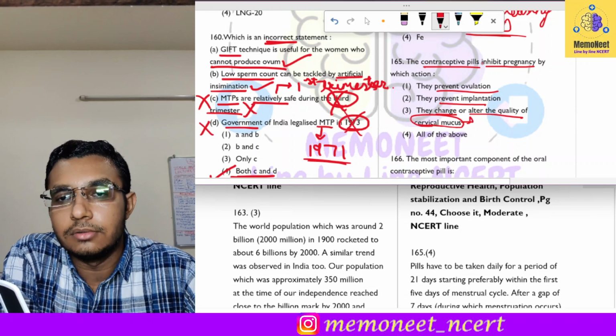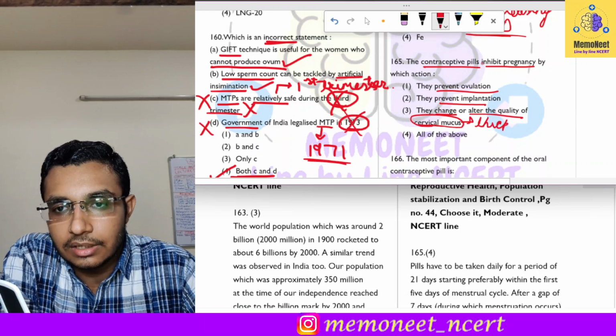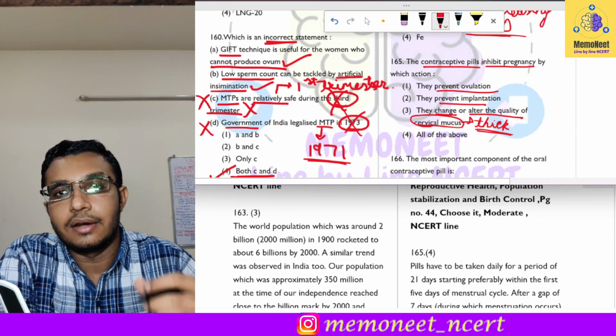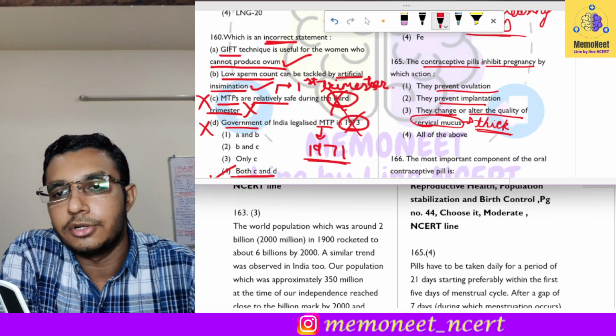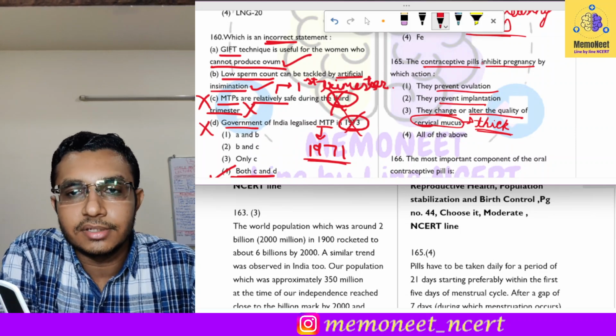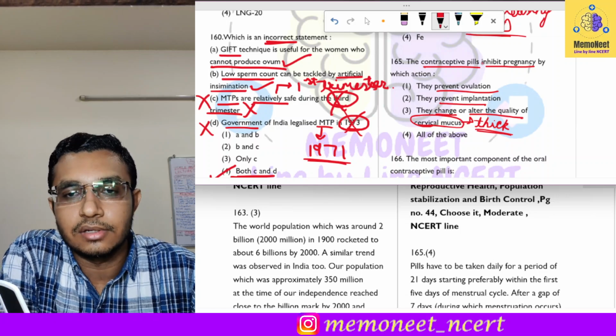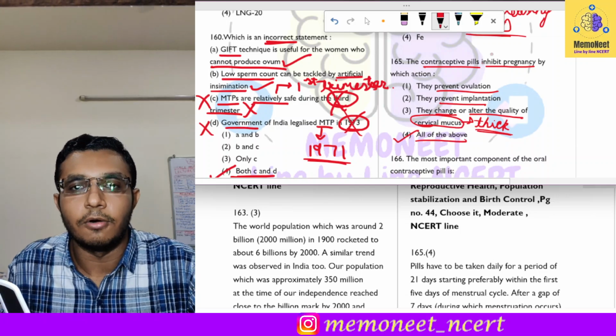And what do they do to the cervical mucus? They make the cervical mucus thick. So the sperms are not able to travel through that thick mucus to the fallopian tube. So this prevents the fertilization. These are the three methods by which they inhibit pregnancy. So the correct answer of this question is option 4, that is all of the above.